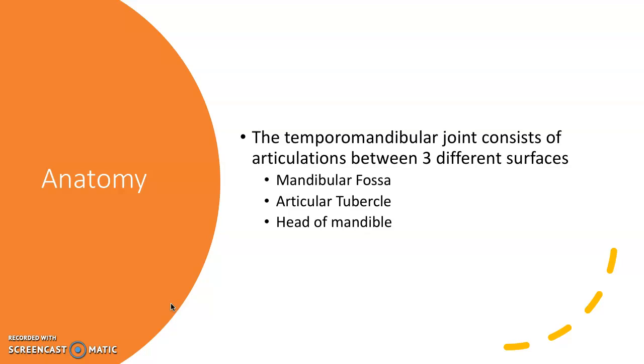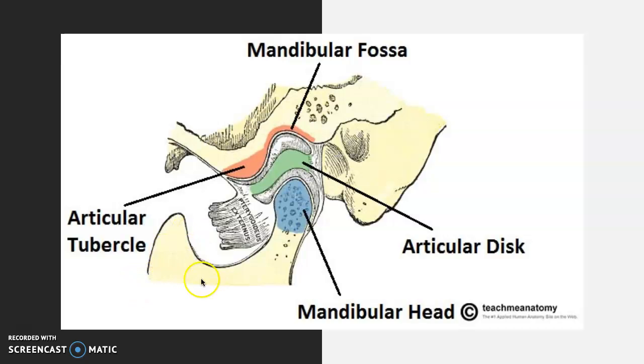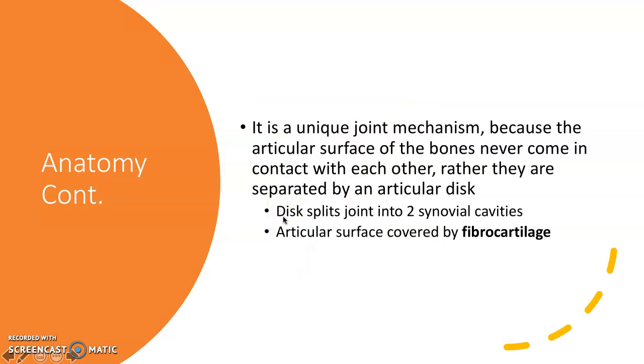So, some anatomy about the area. The temporomandibular joint consists of 3 different articulations, which include the mandibular fossa, the articular tubercle, and the head of the mandible. But what's interesting is that none of these actually touch each other, so it makes it a very interesting joint. As you see here, we have the articular disc, which separates the mandibular head from the articular tubercle and mandibular fossa. This articular disc is made of fibrocartilage, and it has 2 synovial cavities, which keeps everything from touching each other.